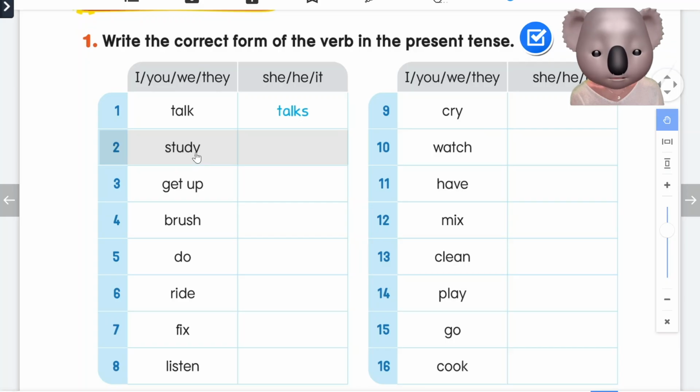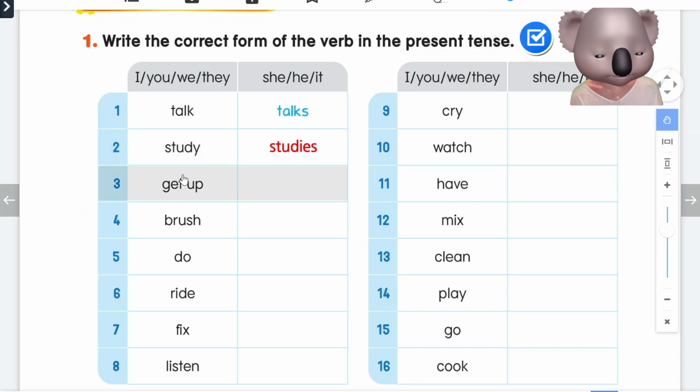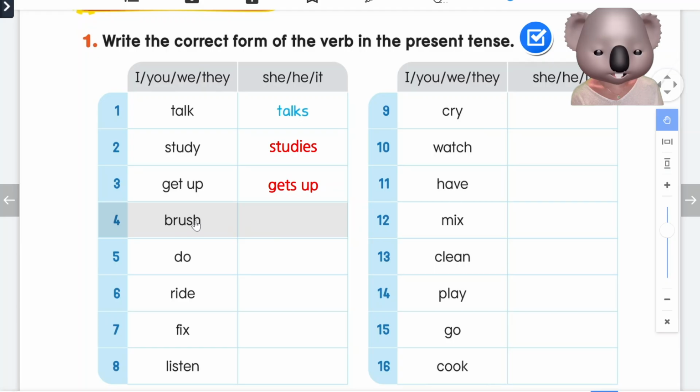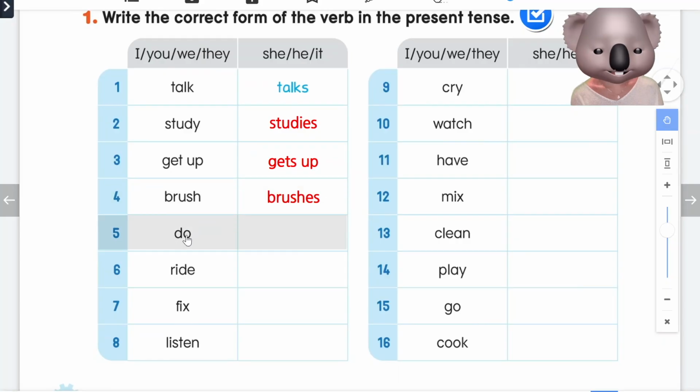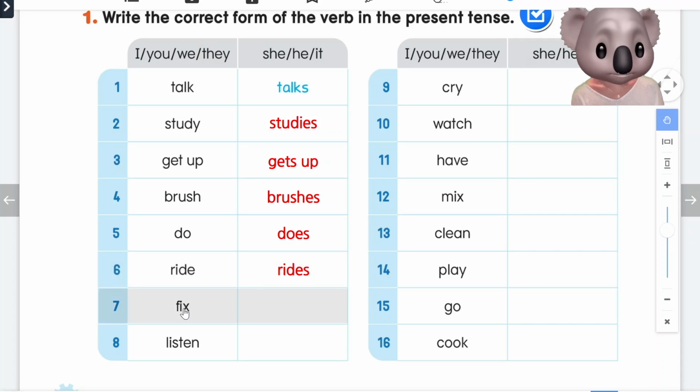Number 2, study. Consonant y가 있고 y to ies, studies. Number 3, get up, gets up. Number 4, brush. sh로 끝나니까 es 붙여야죠. Number 5, do. This was an irregular verb. 규칙이 따로 없어. Do becomes does. Number 6, ride. 이가 이미 있으니까 s만 붙이면 되죠? Number 7, fix. x로 끝나서 es 붙여서 fixes.